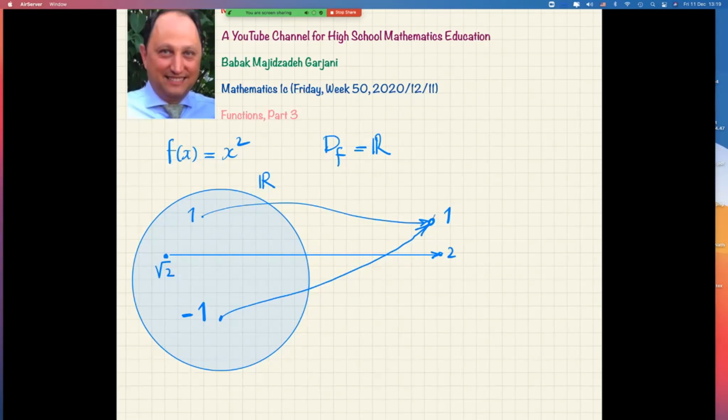It's allowed. The other way around was not allowed. Do you remember? It was not allowed to have two points going to the same point. This diagram is not allowed. But this is allowed, so it is a function.